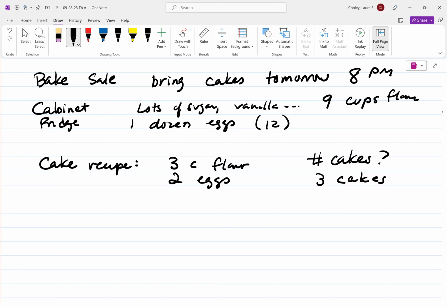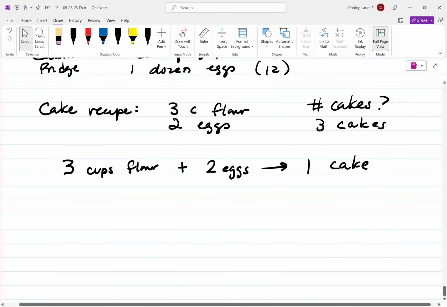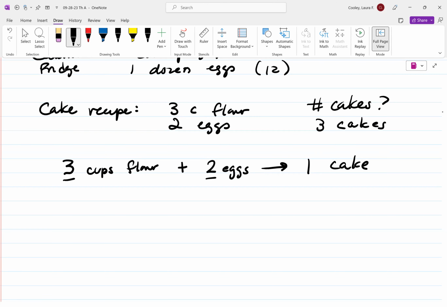So let's consider this as a sort of chemical reaction. 3 cups of flour plus 2 eggs gives you 1 cake. That's our chemical reaction representing how to make this cake. You can use these numbers like stoichiometry, a recipe ratio, if you will. If you have 9 cups of flour, to get one cake it's 3 cups of flour, so I have my product to reactant ratio, and that would be 3 cakes.